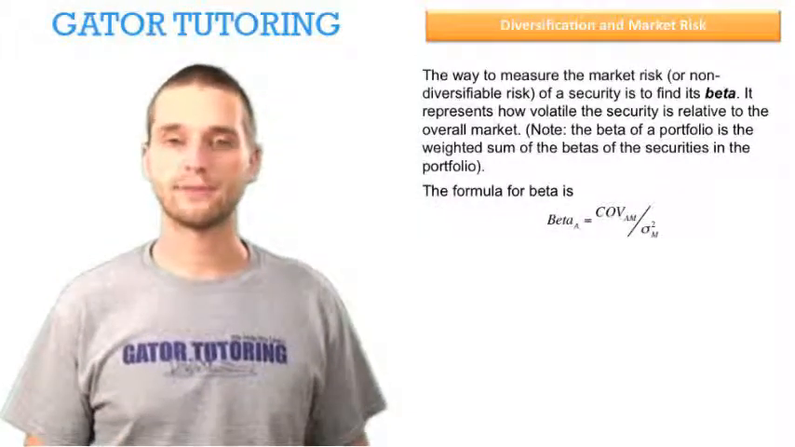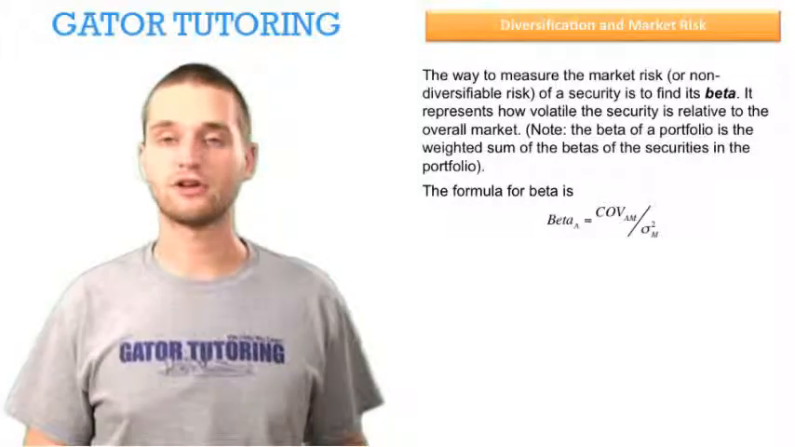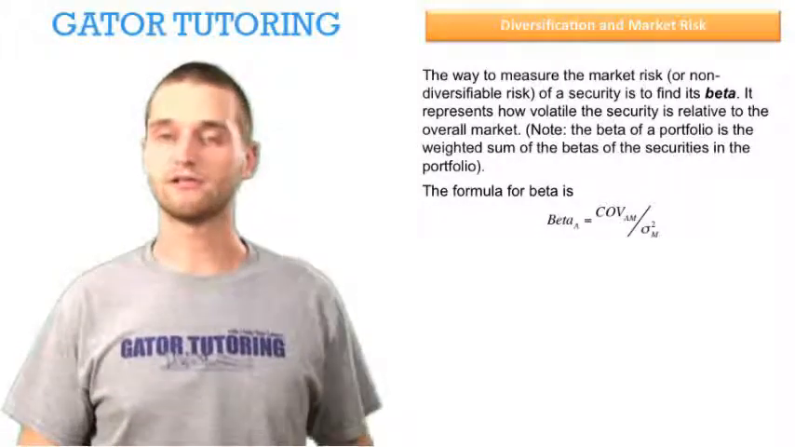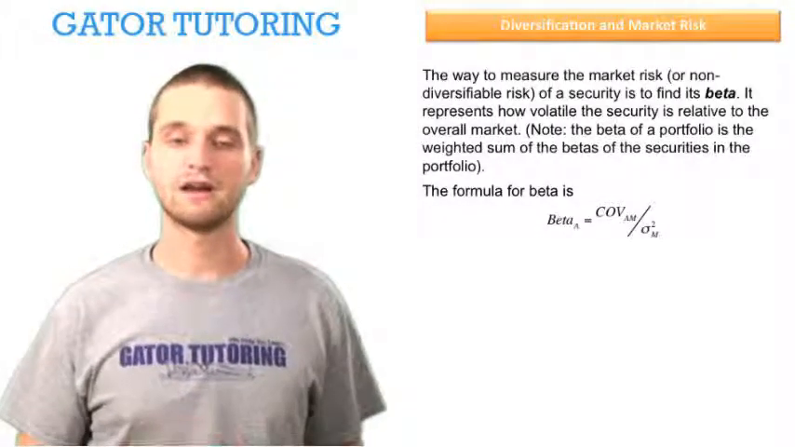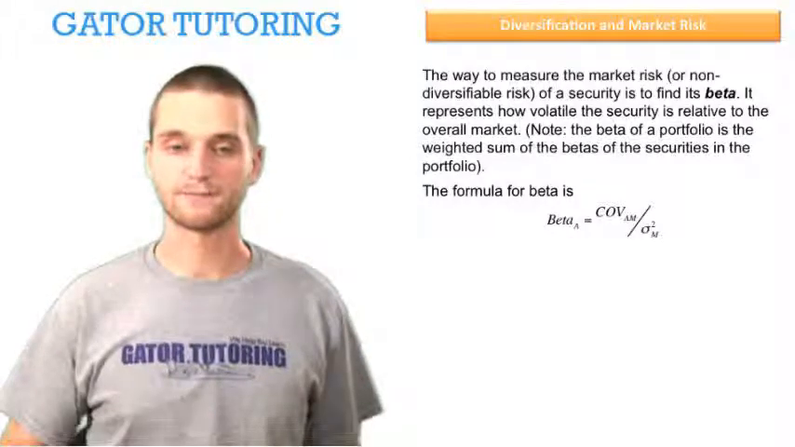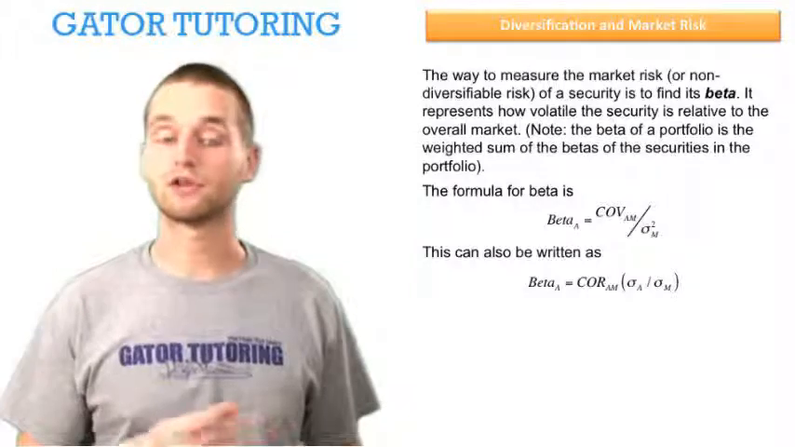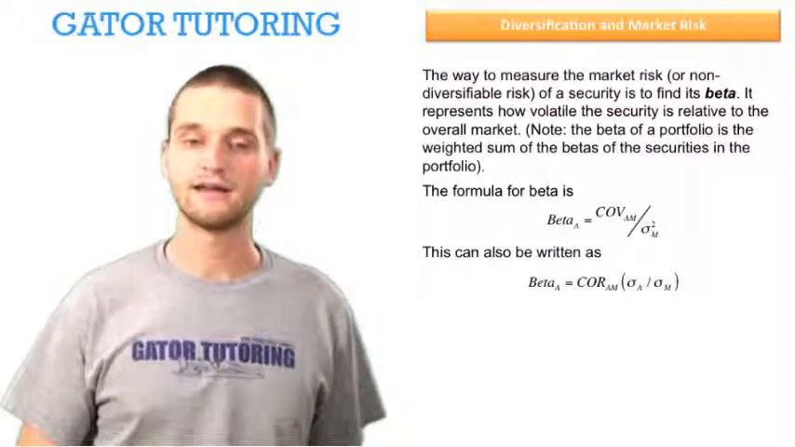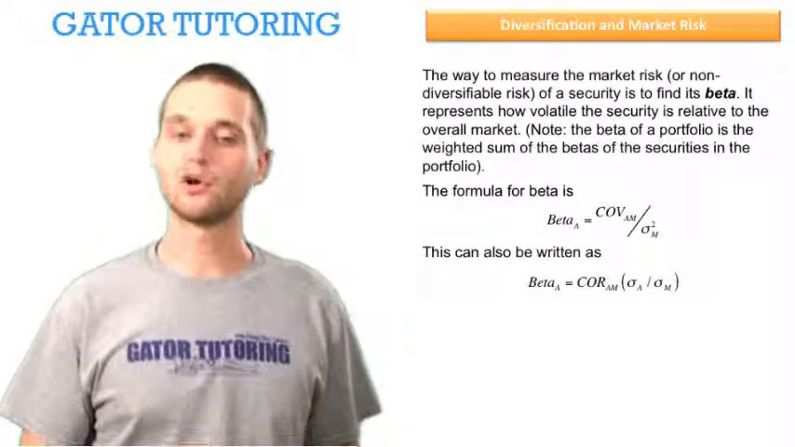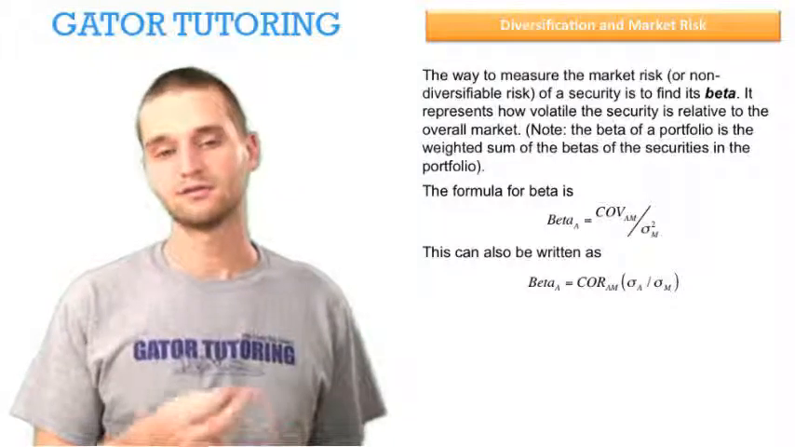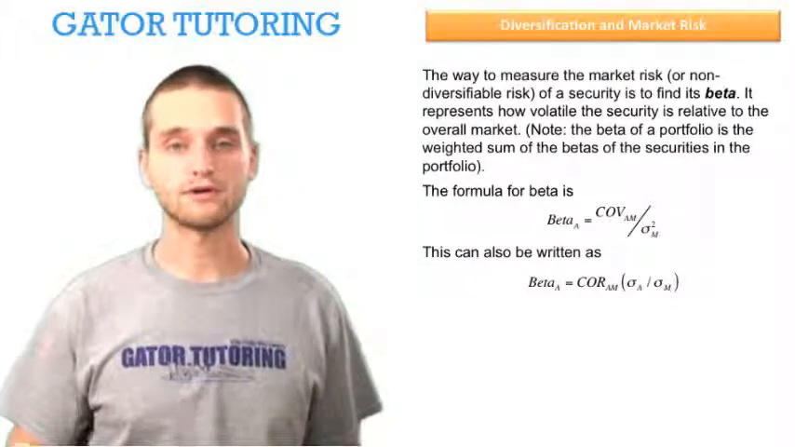The formula for beta is: the beta of security A is equal to the covariance of A with the market divided by the variance of the market. This can also be written as the beta of A is equal to the correlation of A with the market times the ratio of the standard deviation of A to the standard deviation of the market.